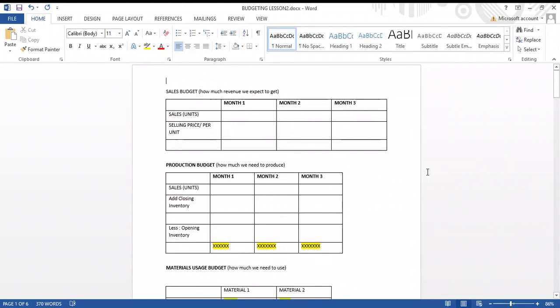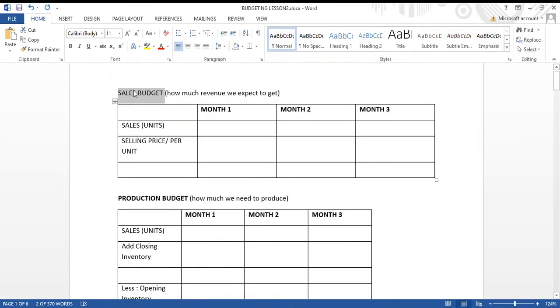Right, so we're looking at budgets. We're going to look at the sales budget, which is how much revenue we expect to get for a certain year. This is the format of a sales budget: you have the number of units you want to sell, then you multiply that by the selling price to tabulate the expected revenue you get for each month or each year.